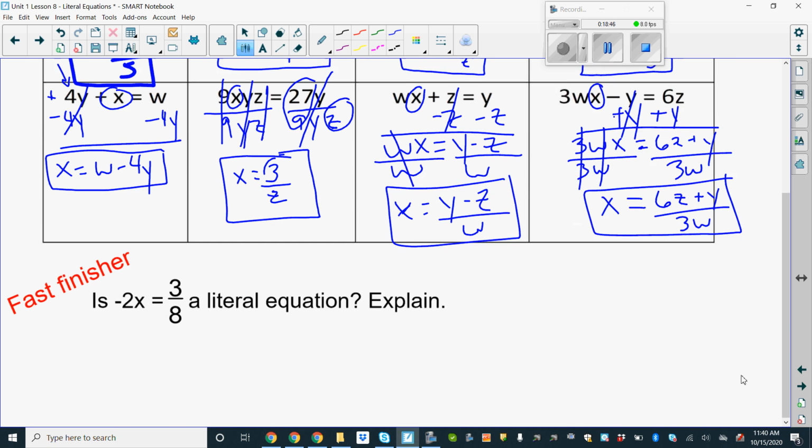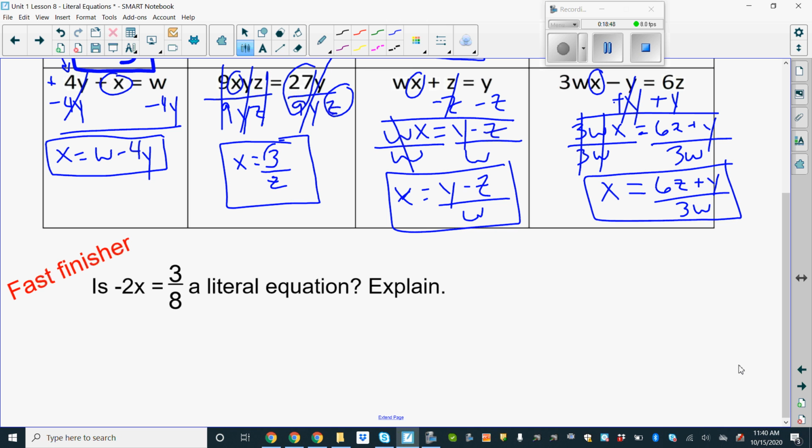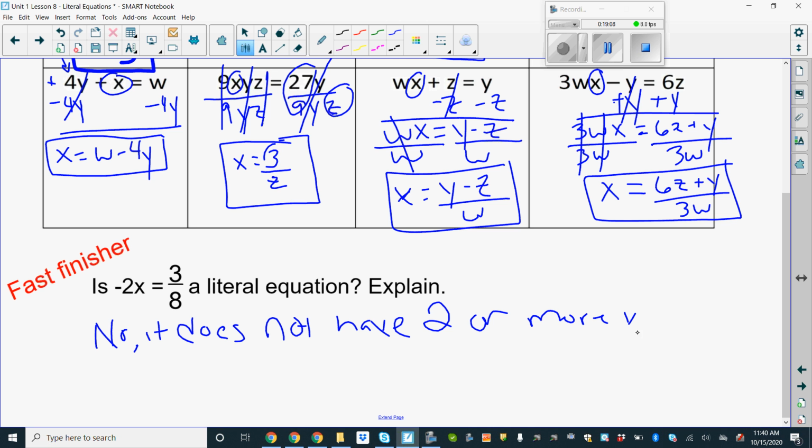And the fast finisher is negative 2x equals 3/8 a literal equation? No, it's not, because it does not have 2 or more variables.